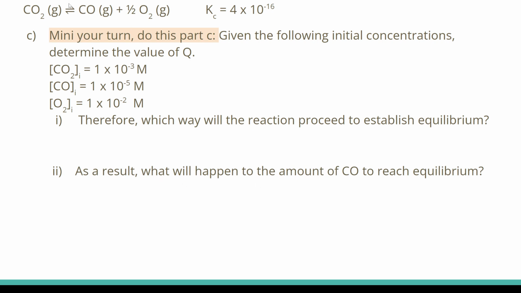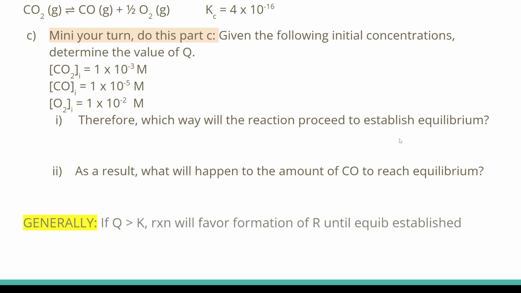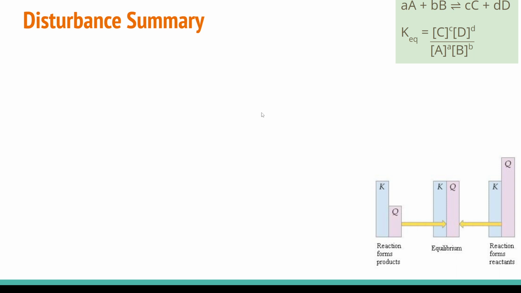Then what's going to happen to CO? Well, since I'm increasing the reverse rate, so I'm going backwards, that means the concentration of CO is going to decrease. Cool. So, in general, if your Q value is greater than K, then you're going to favor making reactants, so you're going to increase the reverse rate in order to eventually establish equilibrium. Now again, these examples are really easy because you're just plugging in the values for Q, so just be mindful of that when using this stuff. Okay, so summary.